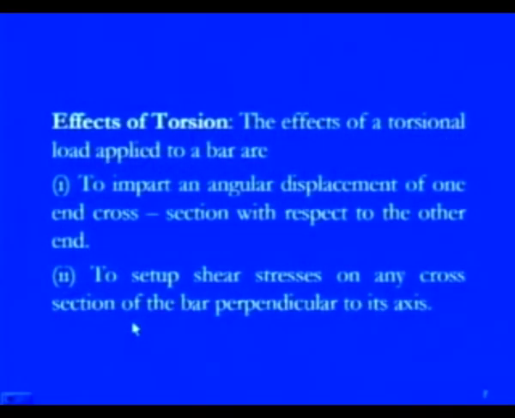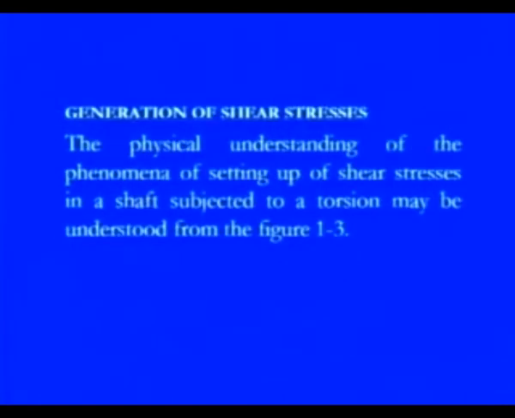So that's why we have a shearing part. To set up the shear stress on any cross section, the bar is always perpendicular to its axis. That means it is not the axial part, it is always perpendicular to the axis. So now these two major impacts are there on the rotating shaft wherever the couple is applied. So now we just want to see how these shearing stresses are occurring on those things.